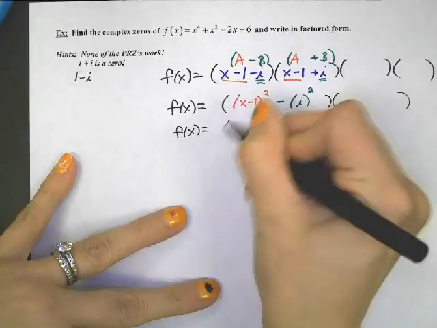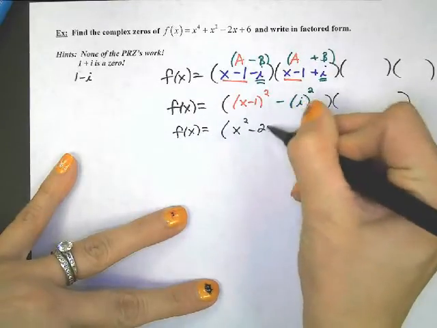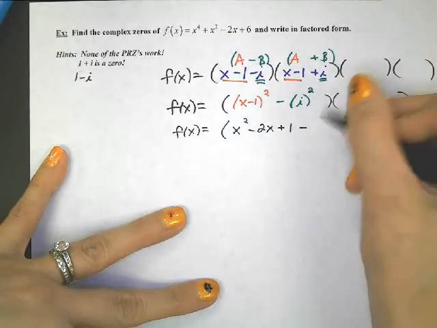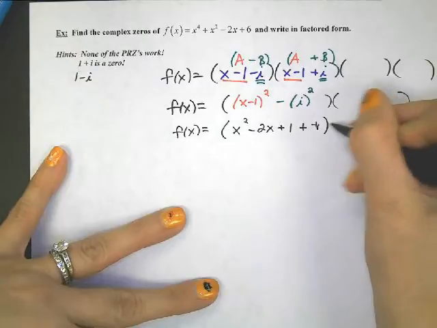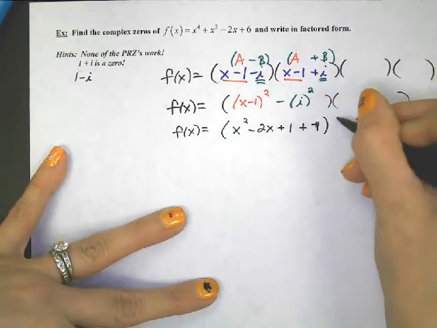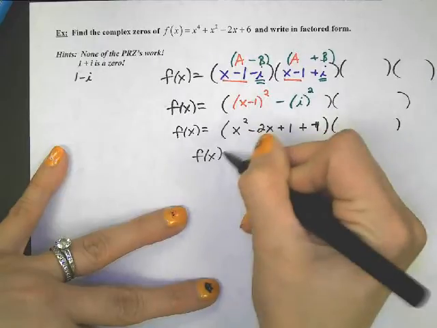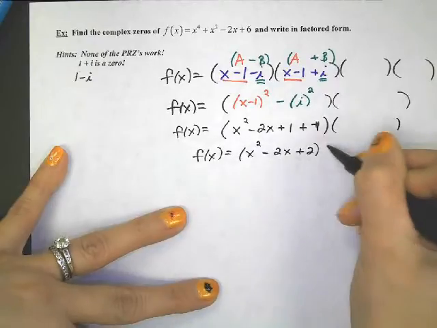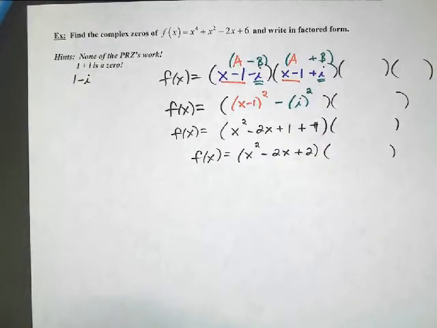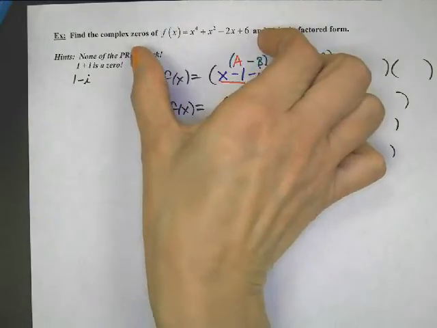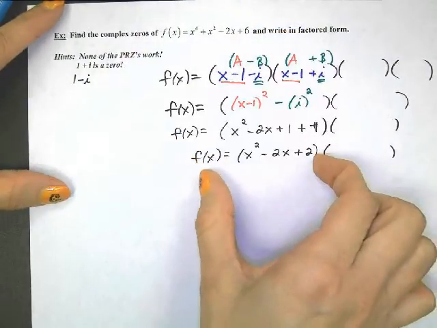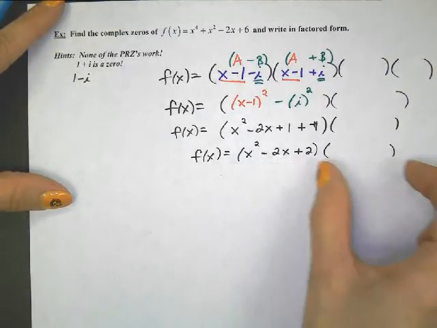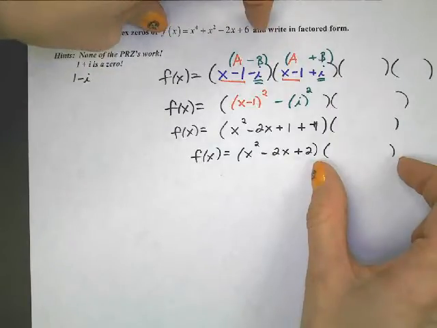f of x equals x squared minus 2x plus 1 minus, if I say i squared, that's negative 1. Change. So f of x is x squared minus 2x plus 2, and then there's another factor. So f of x is a 4th degree polynomial. He's got x squared here, and I know this is going to be x squared here. How do you find the other factor if you know what they make?